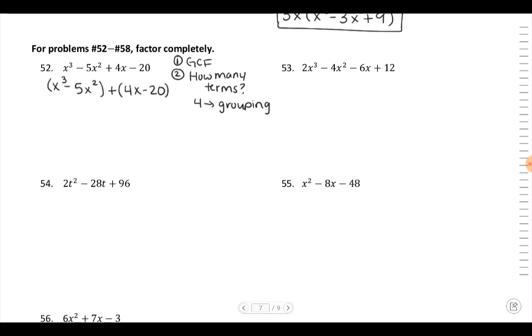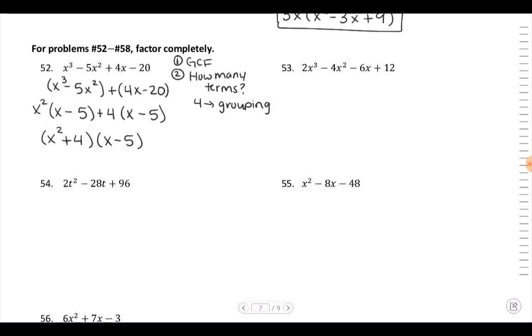Okay. And in my first group, I'm going to factor out my GCF from that group. So x cubed and negative 5x squared, I can factor out an x squared, which leaves me with x minus 5. And in my second group, I can factor out a 4, which leaves me with x minus 5. And then this is kind of the reverse of the distributive property, right? I have this x minus 5 here that was distributed to the x squared and the plus 4. So when I rewrite this all the way, I'm undoing the distributive property, then I would have x squared plus 4 here, and then my x minus 5 would be here.